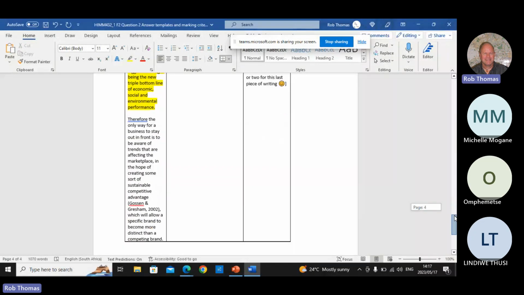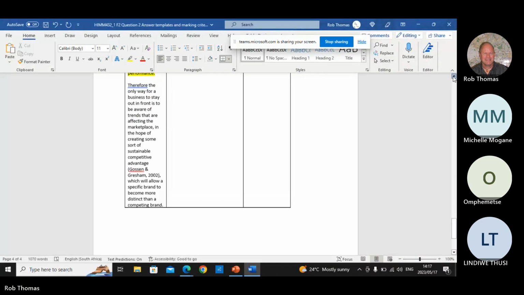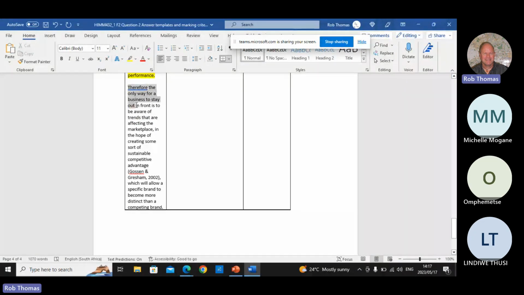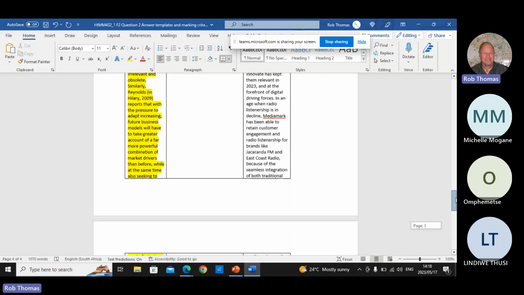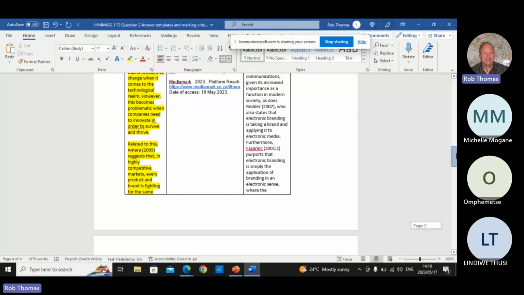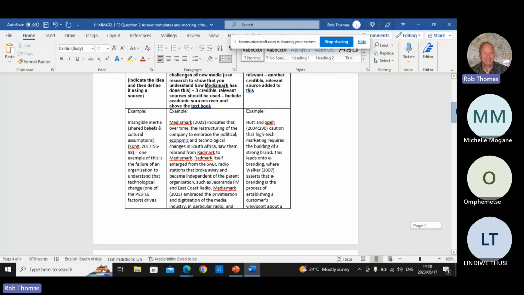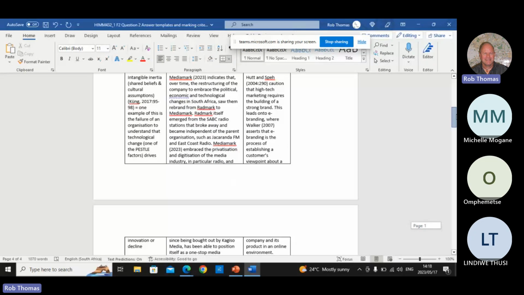Okay, therefore, the only way for a business to stay out in front is to be aware of trends that are affecting the marketplace in the hope of creating some sort of sustainable competitive advantage. That's Gosselin and Gresham, which will allow a specific brand to become more distinct than a competing brand. Okay, so guys, there's your theory linked to what King said about innovation and about inertia and about resisting change.